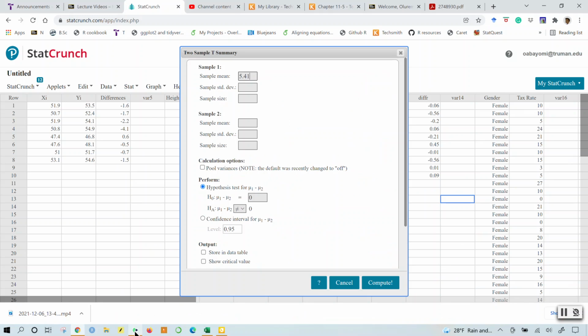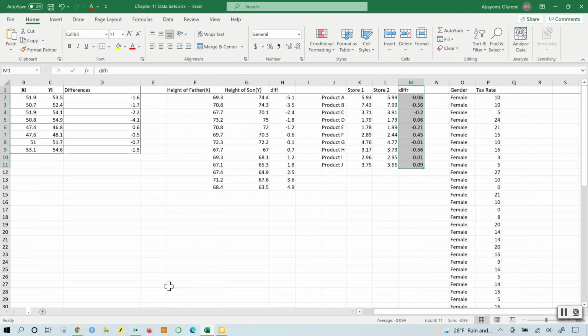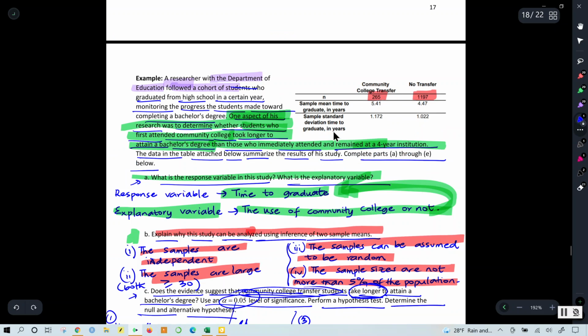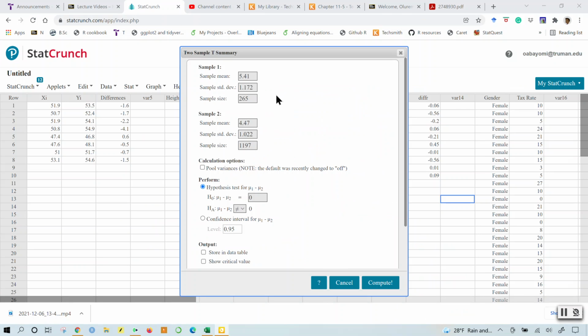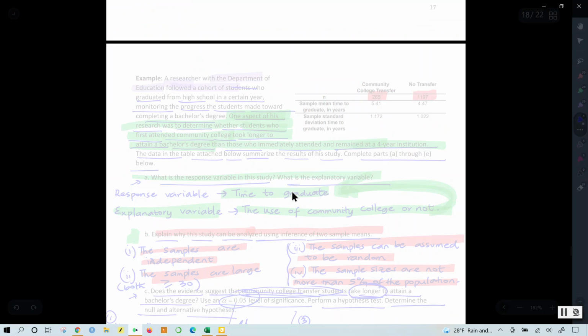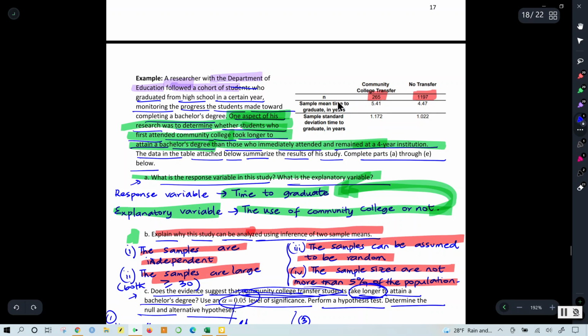And then I will go to the next one. What is the sample standard deviation? So for that same group, the sample standard deviation is 1.172, and the sample size is 265. So let's do that. Right here on the screen, I have the sample 1 statistics coming from our notes. All of these details: the sample size, the sample mean, the sample standard deviation.